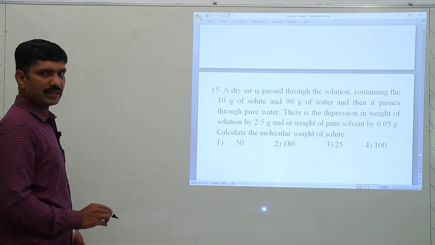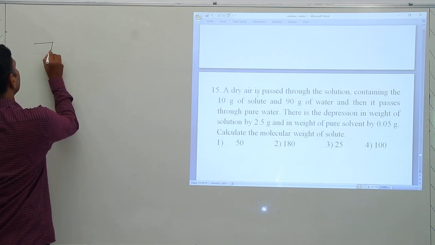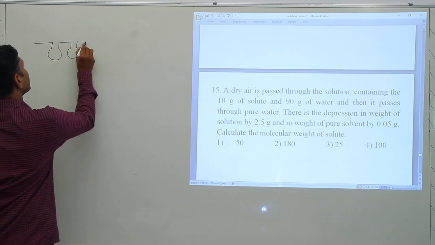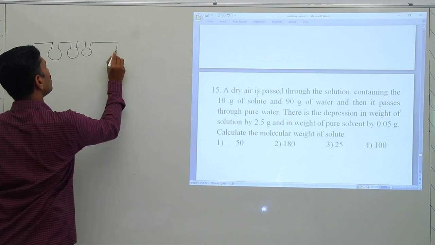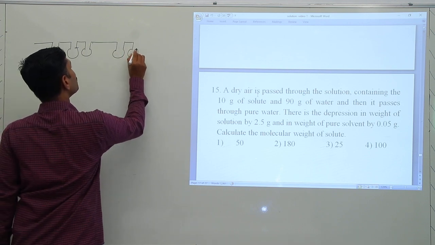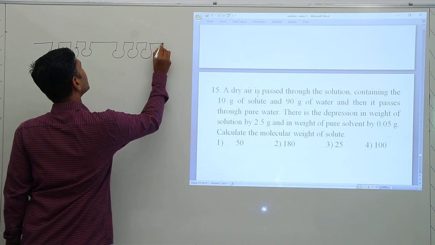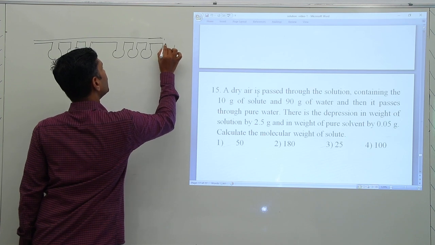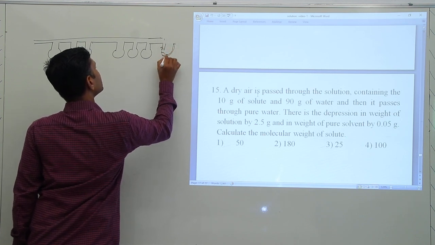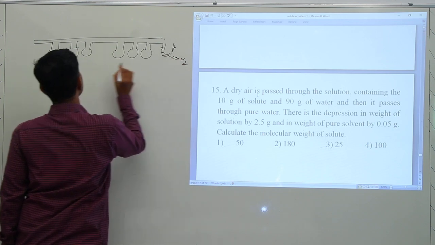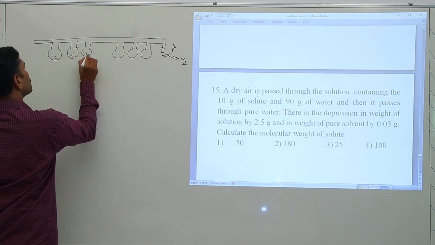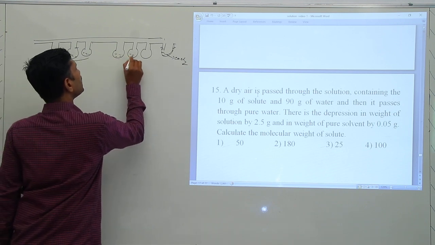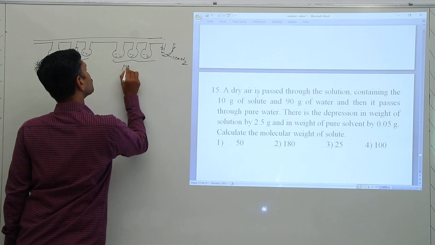In the Ostwald-Walker method, there are two sets of bulbs. The first set of bulbs is filled with the solution. The second set of bulbs is filled with the pure solvent. Then it's connected to the U tubes. This is the U tube, filled with calcium chloride, no problem. Here, this set of bulbs is filled with the solution. Here the pure solvent is filled.